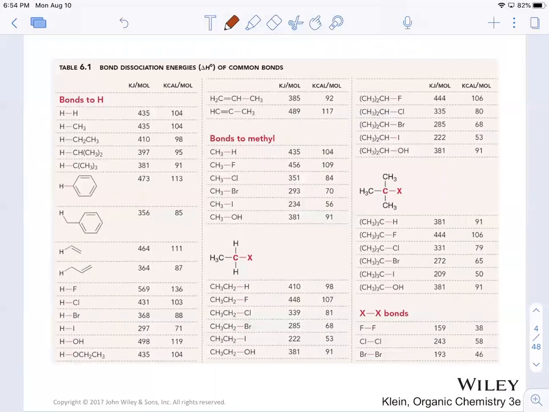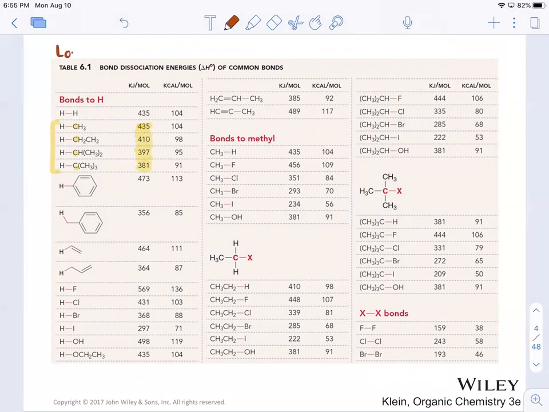Here are the bond dissociation energies of some common bonds, where the bond highlighted in red signifies the specific bond that's breaking. Now, the atom-to-atom bond can change its bond dissociation energy based off of what else is attached to it. Specifically, if we look at these bonds over here, hydrogen to carbon, carbon to carbon, depending on what else is attached to that carbon, the bond dissociation energies change.